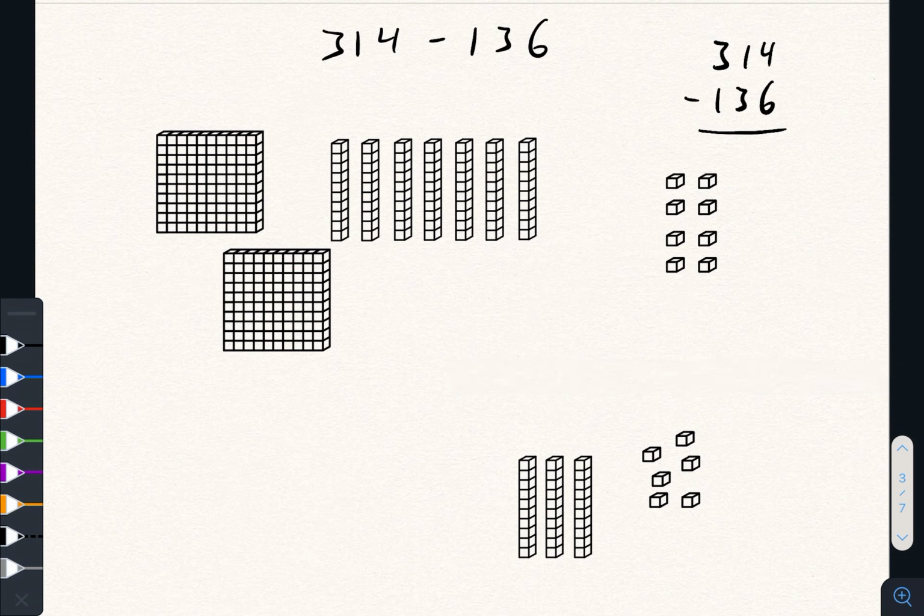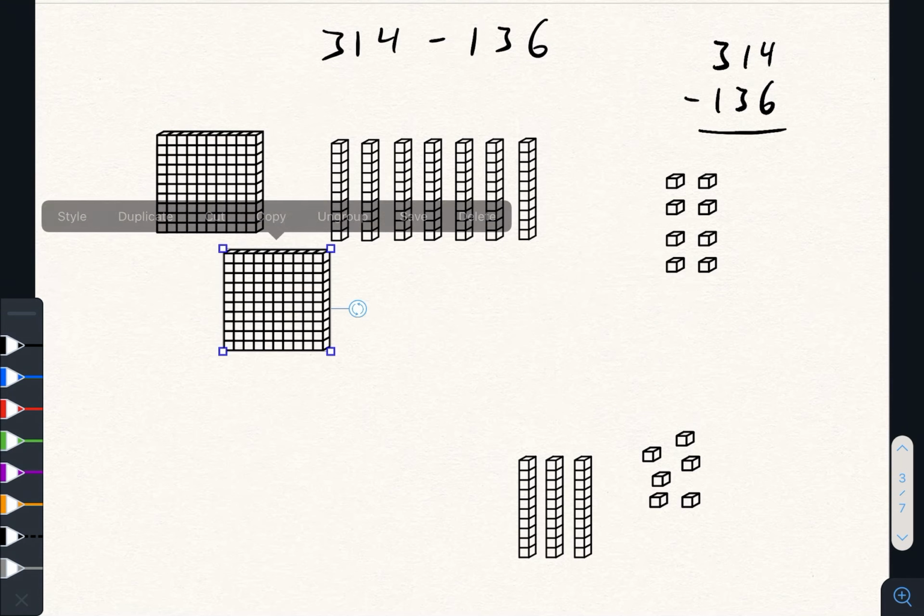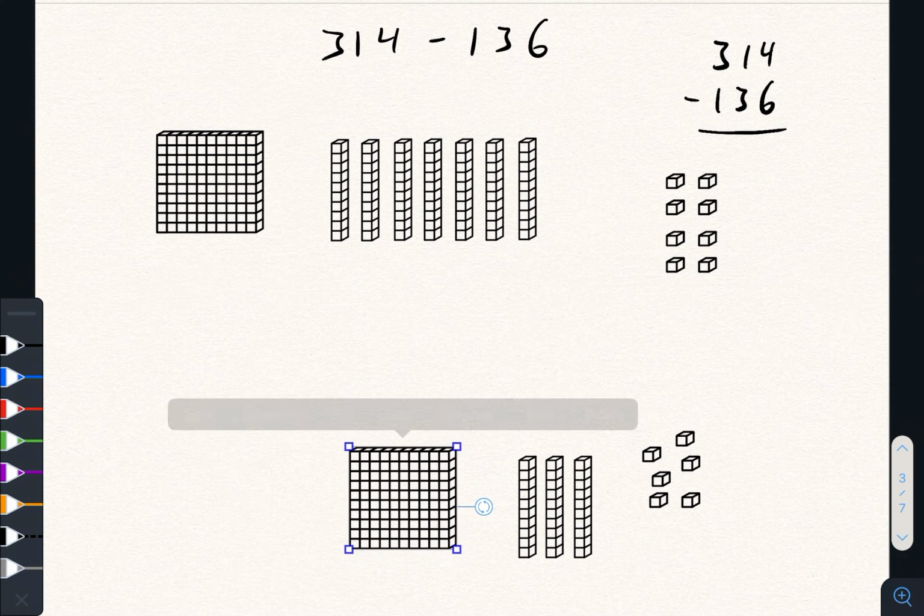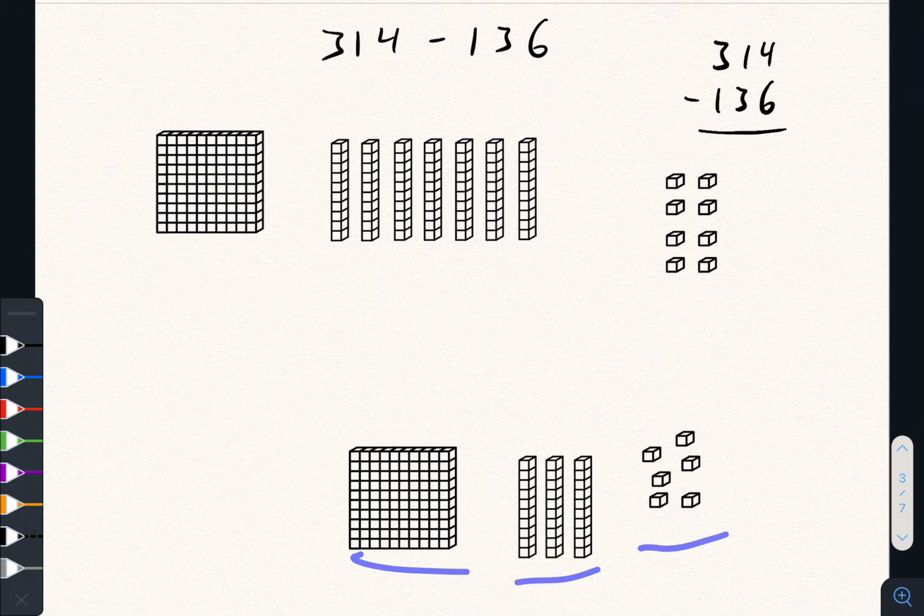Okay, so far we've taken away 36, and I need to take away 136, and now I can really just take away the last 100 right here. So I've taken away 136, and how many am I left with? I'm left with 100, 1, 2, 3, 4, 5, 6, 7 tens, and 8 ones. So I should get 178.